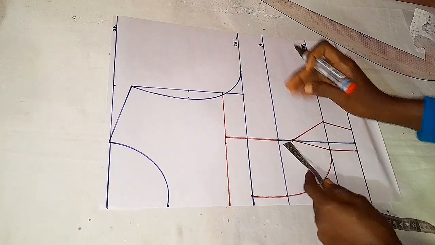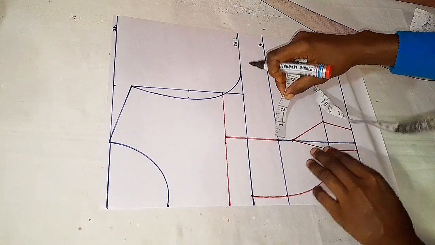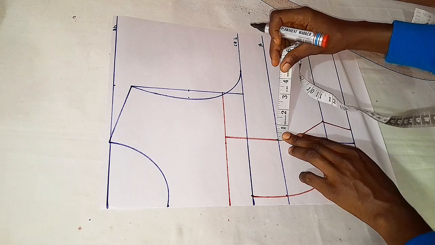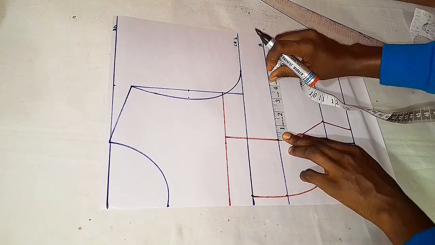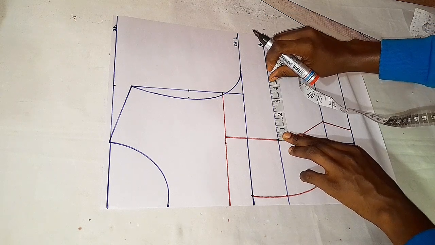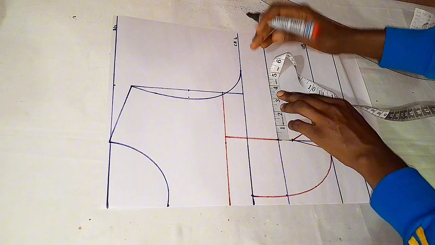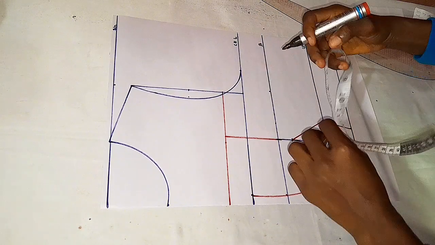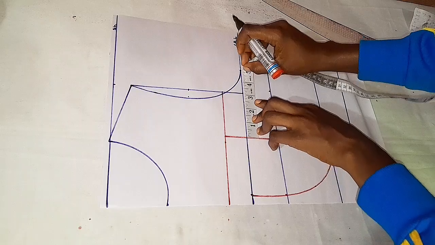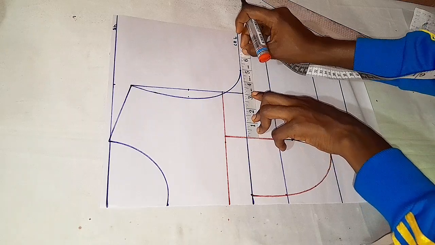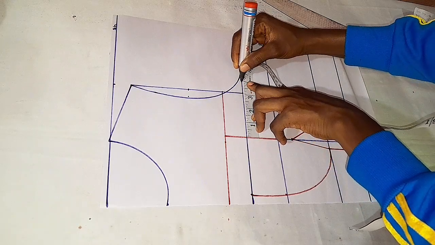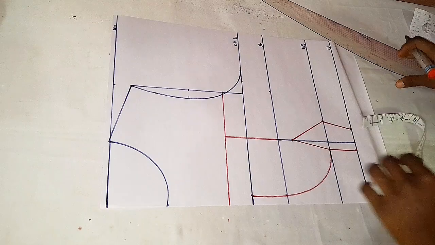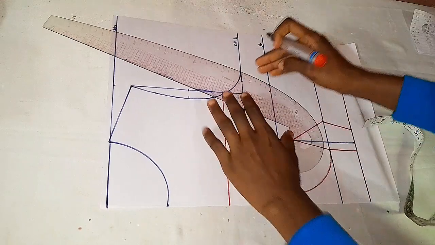To the side front, I'm also going to take the 3.5 inches, which is the distance between the bust point and the under bust point. So I'm also going to take 3.5 inches here at the bust line, and at the chest line here, because this is the armhole line or the chest line, I'm going to make it 4 inches, which is this point here. Then I'll use my curve ruler to connect it.